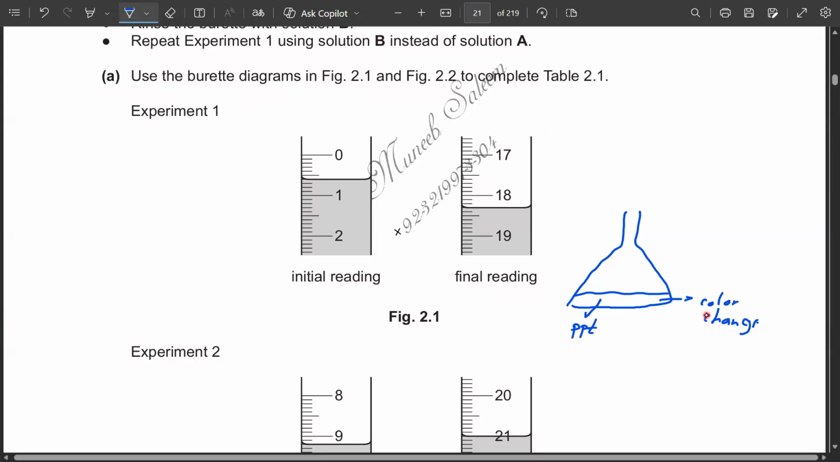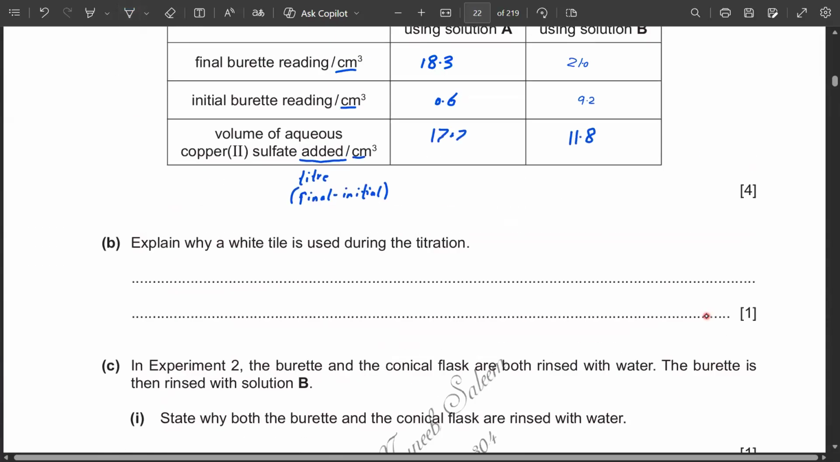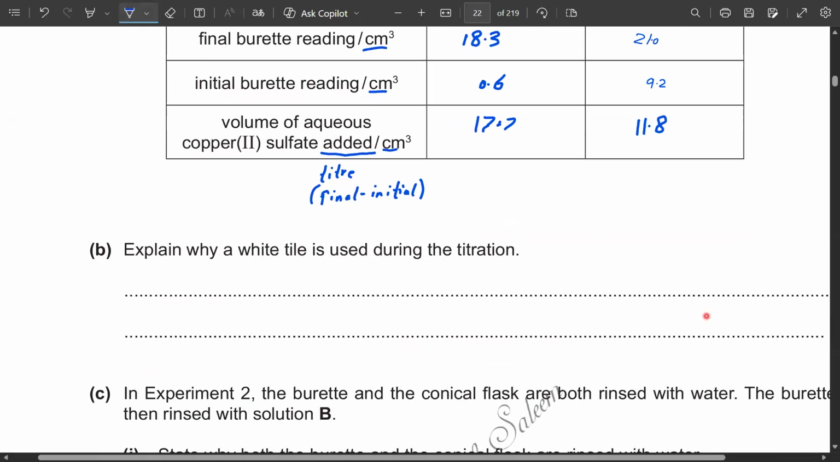So these color changes or this precipitate formation is more visible if we use a white tile below. If we have the white tile as a base on which the stand or the burette is placed, the flask is placed on the white tile and then the burette is just above it. This is the burette portion. So that's why we use a white tile here.